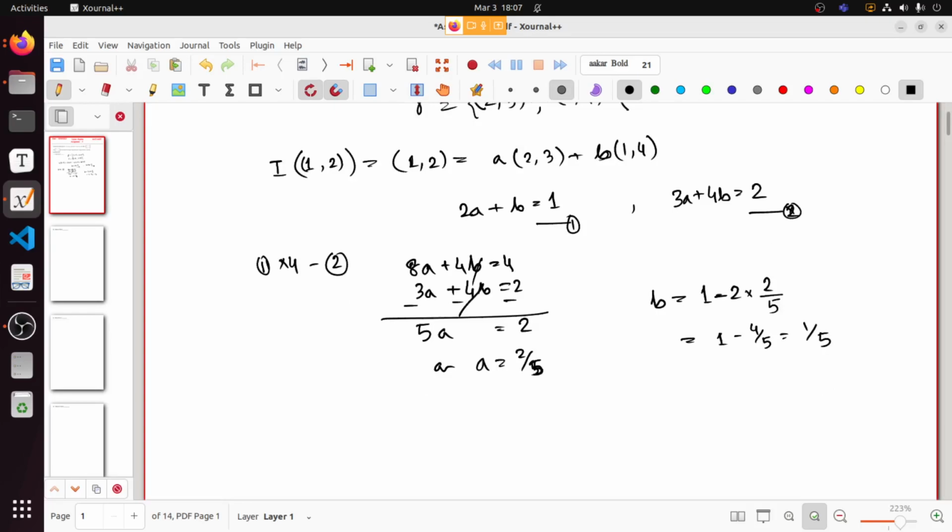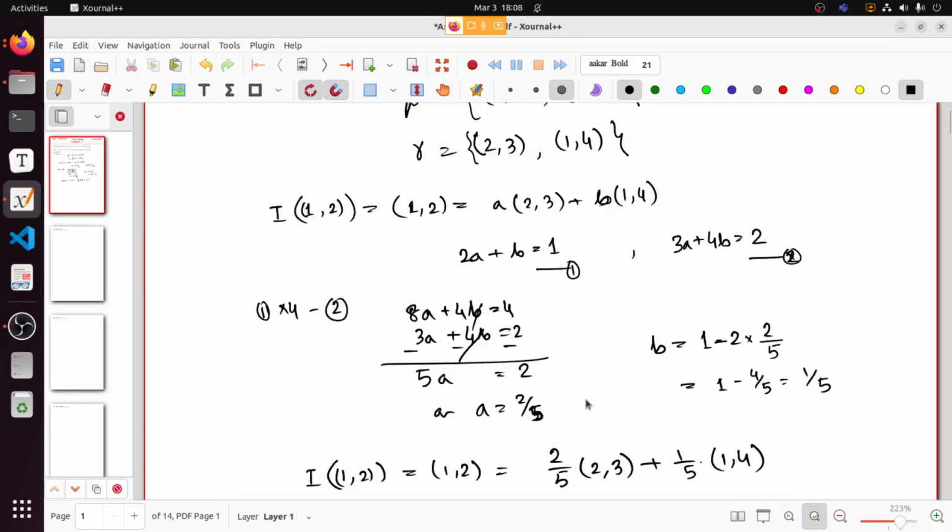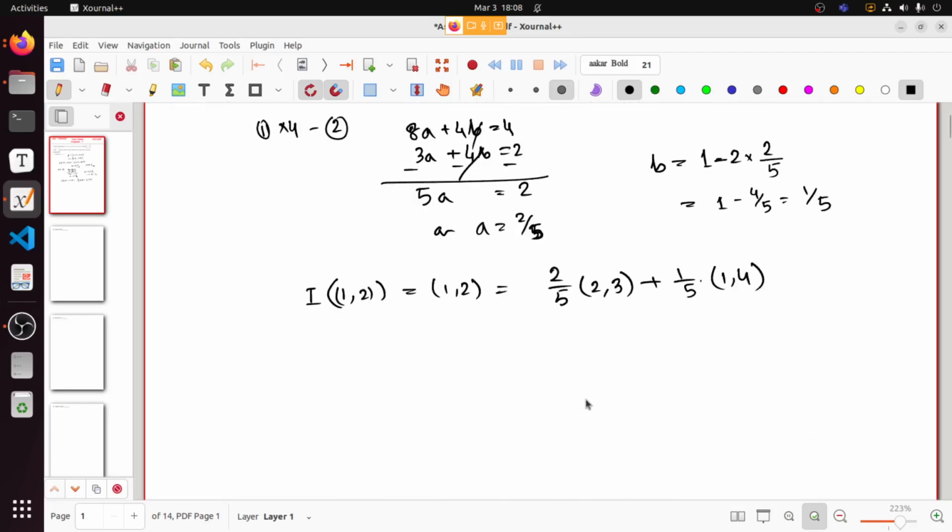Therefore we can write I of (1, 2) as 2 by 5 into (2, 3) plus 1 by 5 into (1, 4). So this we have done for (1, 2). Similarly you have to do it for (2, 1). So let's do it. I of (2, 1): the identity map will again send it to the same (2, 1). Again you have to write it in terms of the basis gamma, a into (2, 3) plus b into (1, 4).